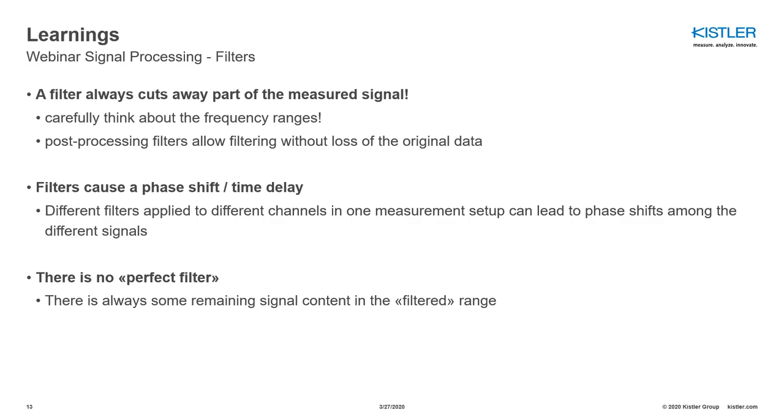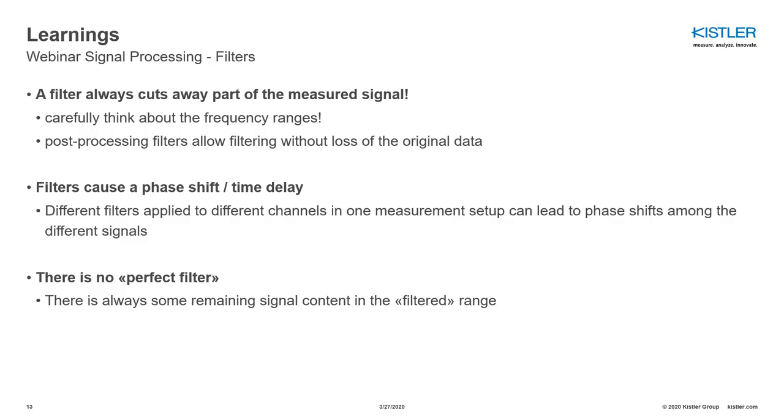What are the main learnings of this webinar? A filter always cuts away part of the measured signal. So it is crucial that you always carefully think about which frequency ranges you are interested in and which frequency ranges you want to get rid of. Maybe if you are not so sure about where to set your cutoff frequency, a great tool is software processing tools where you can play around with different filter options without losing your original data.